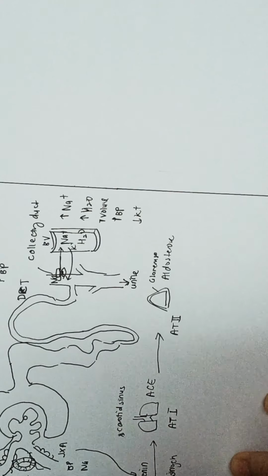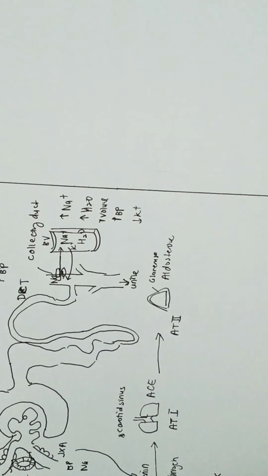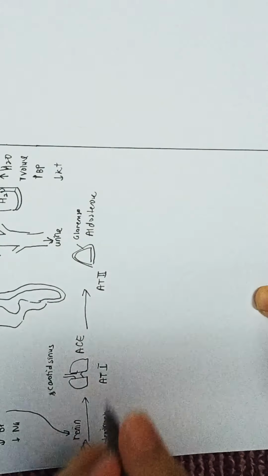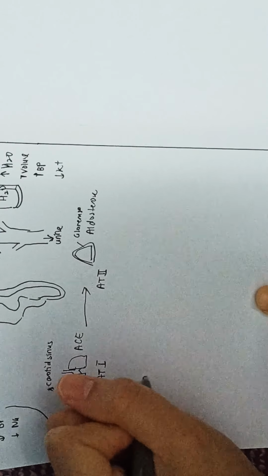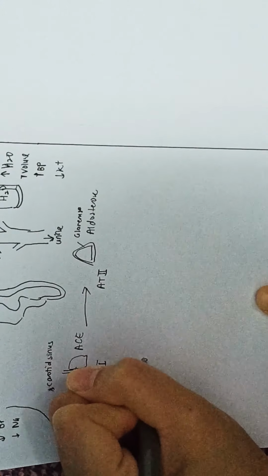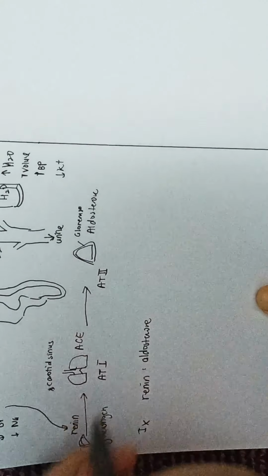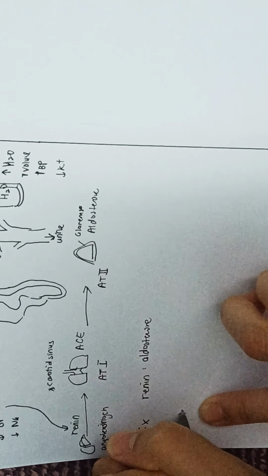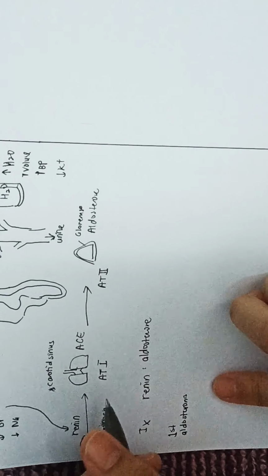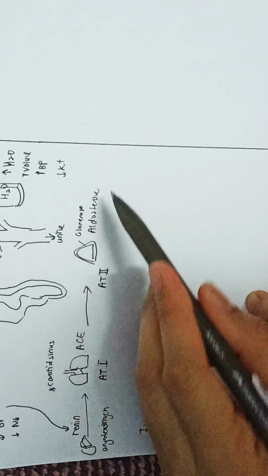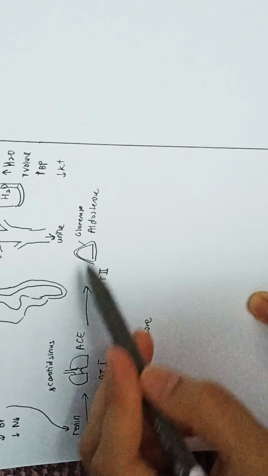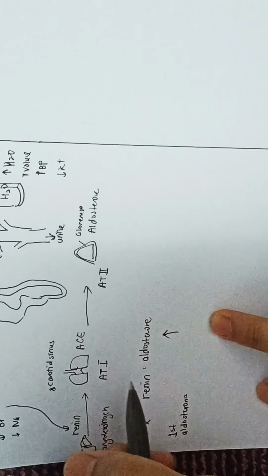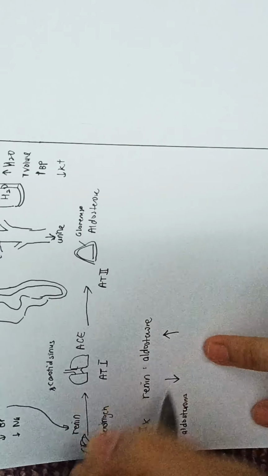So how do we investigate this condition? We can simply take the renin and aldosterone levels. In primary aldosteronism, when there is secretion of aldosterone primarily from the glomerulosa layer, the aldosterone will be high with regard to the renin, so renin might be low.